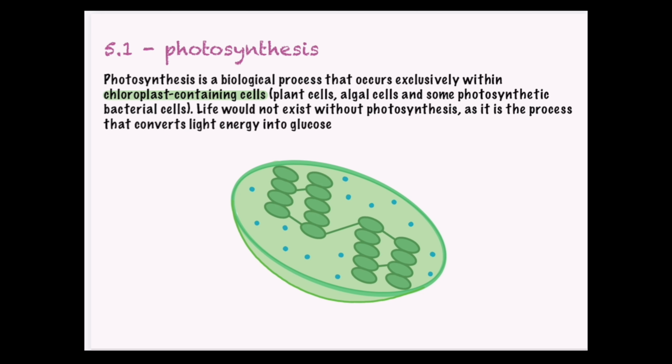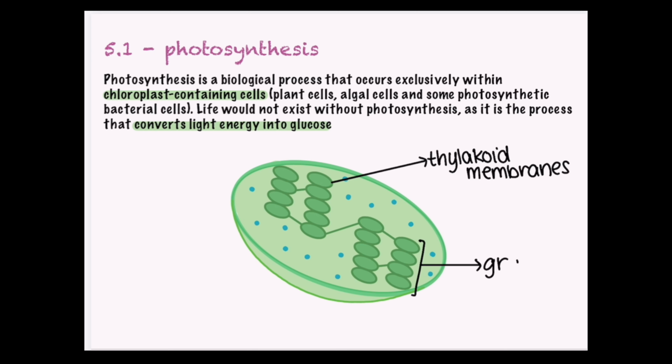Photosynthesis is a biological process that occurs exclusively within chloroplast-containing cells, meaning that it cannot occur in any cell that does not have a chloroplast. That is because chloroplasts contain the necessary products that are going to facilitate the light-dependent and the light-independent reaction, which we're going to take a look at today. Photosynthesis is such an important biochemical process in our lives because it is the process that converts light energy into glucose, and glucose we know is the primary respiratory substrate.